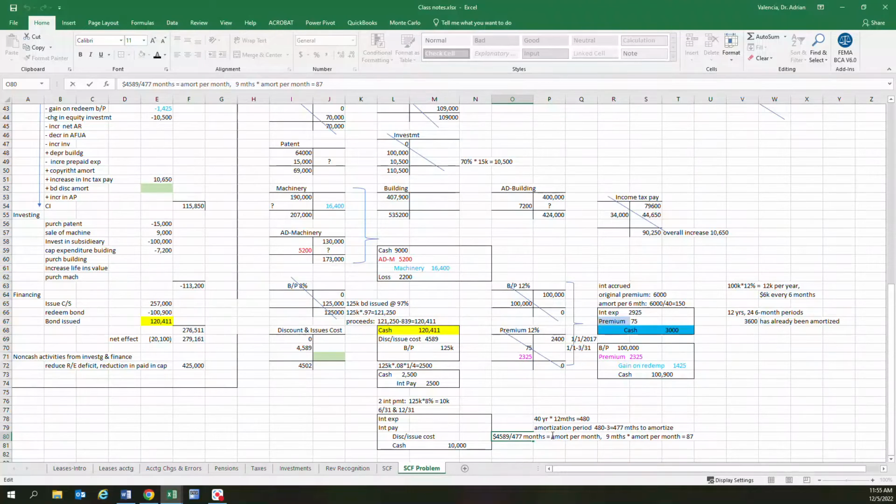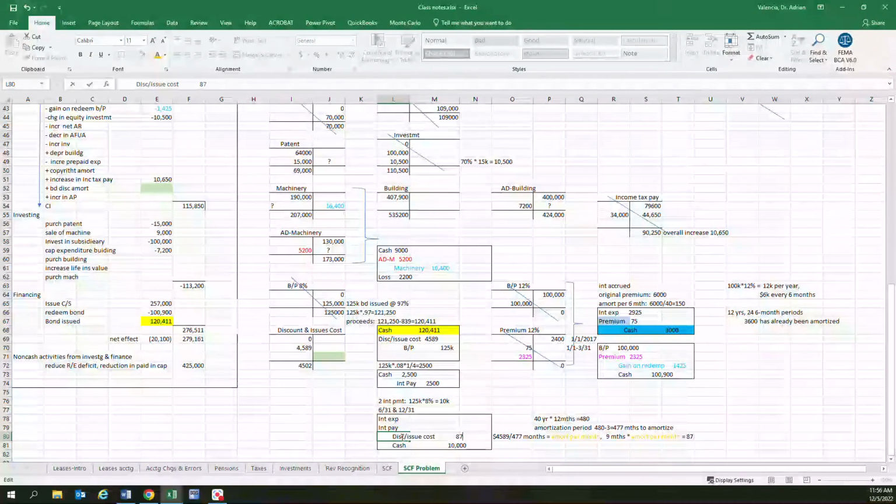So in other words, whatever this is, let me highlight it in a different color. Let's paint it orange. Whatever that amount is per month, that's the amount I'm going to multiply times 9, because for the first year, it's 9 months. So what that means is that the bond issue discount amount, the amortization amount, is going to be $87.